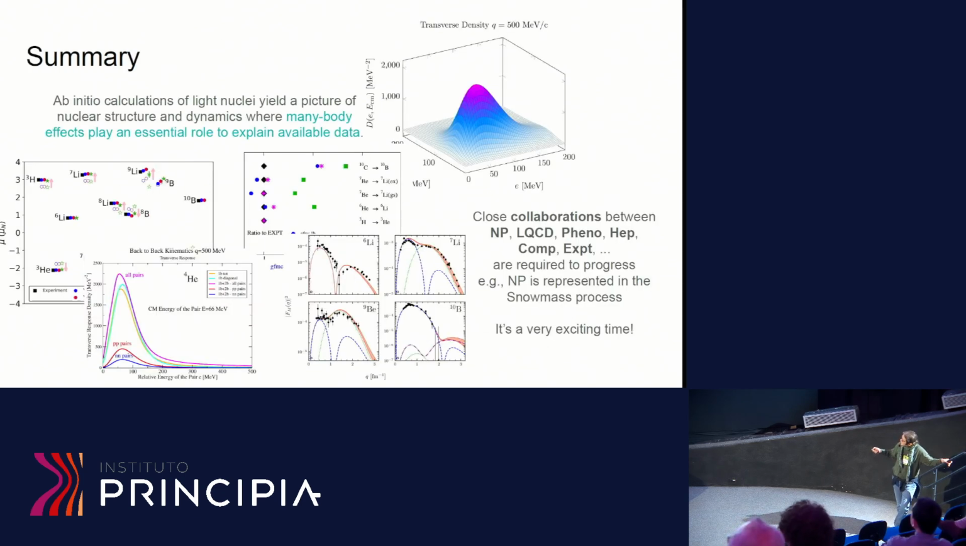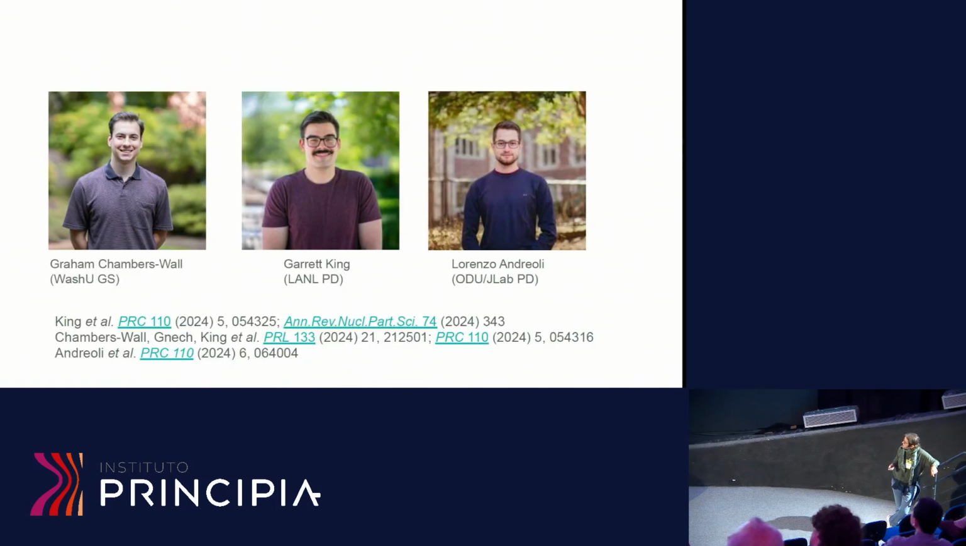So I talked basically only about the electromagnetic probe at various kinematic regimes, so ground state properties, shape of nuclei and nuclear response. My interest is in the role of many-nucleon correlations and currents, and I also tried to emphasize the importance of having a collaborative environment where different expertise come together to work on this problem. So this is very exciting.